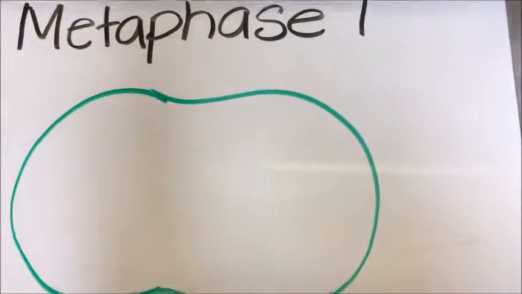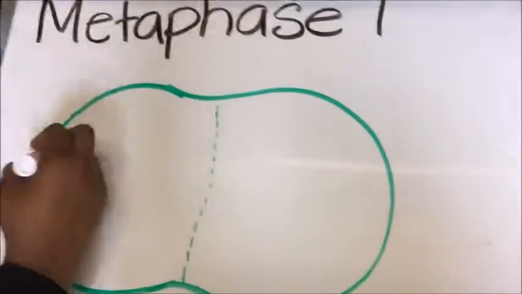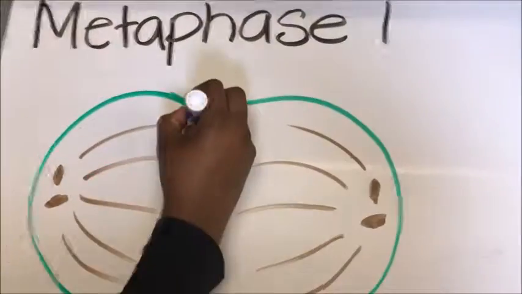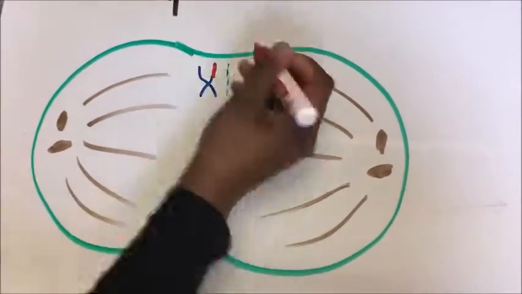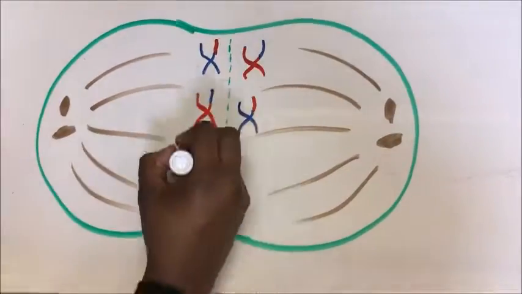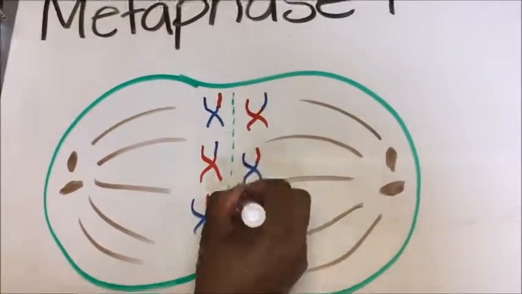Now that crossing over is finished, our cell is ready to move on to metaphase 1. During metaphase 1, the nuclear membrane is completely broken down. Microtubules will extend from the centrioles, as seen here, to move our chromosomes to the metaphase plate, which is illustrated by the green broken line.